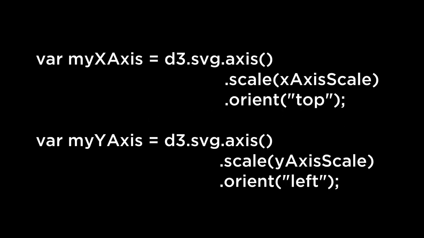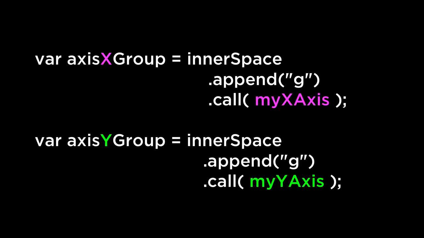Define and call the axes. We define the x-axis and the y-axis functions, scale them, and give them an orientation. The x-axis will be horizontal, the y-axis will be vertical. Note that we have to use different scale functions for the different axes because they cover different domains. Then we have to call the D3.svg.axis functions for the x-axis group and the y-axis groups. This will create the axis components in the inner space.